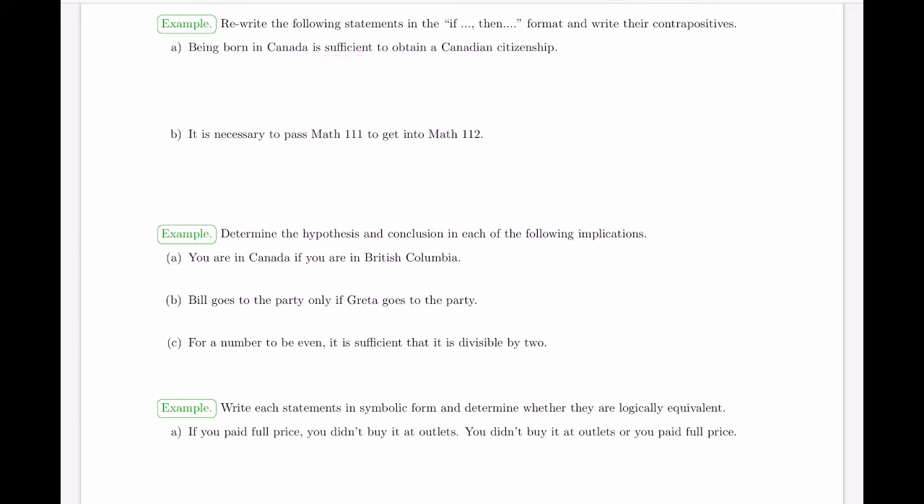The sufficient here connects two portions of the sentence. Being born in Canada, which, for example, we can call P, and obtaining Canadian citizenship, which we can call Q. And now we can either logic it out in plain English, or we can simply flip back and see P is sufficient for Q translates to what if-then statement? It translates into P implies Q.